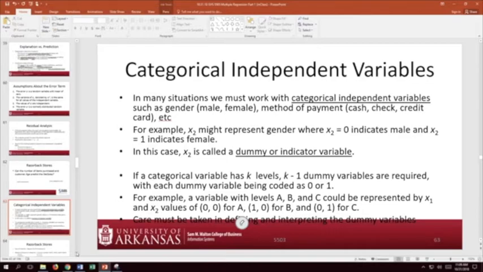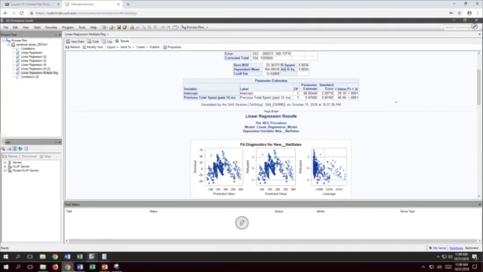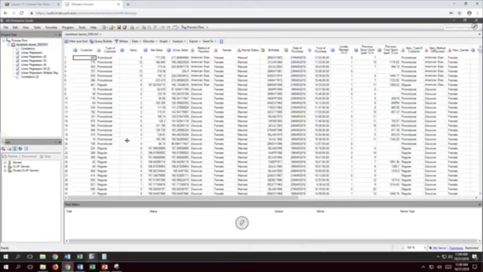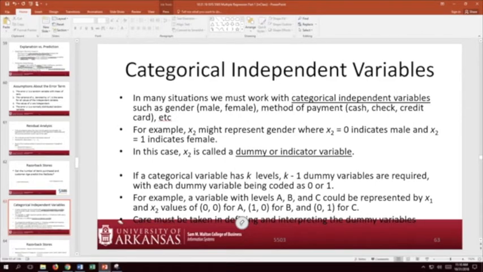So we're looking at our data set here. We have the type of customer, we have their payment method, their gender, their marital status, right? So we know some things about them. What if that would help us predict how much they would spend? Well, let's find out.